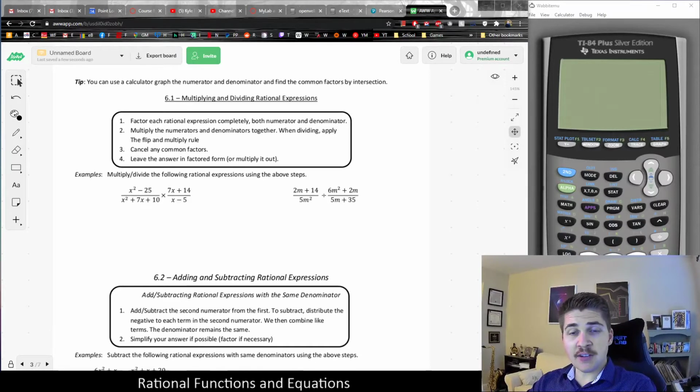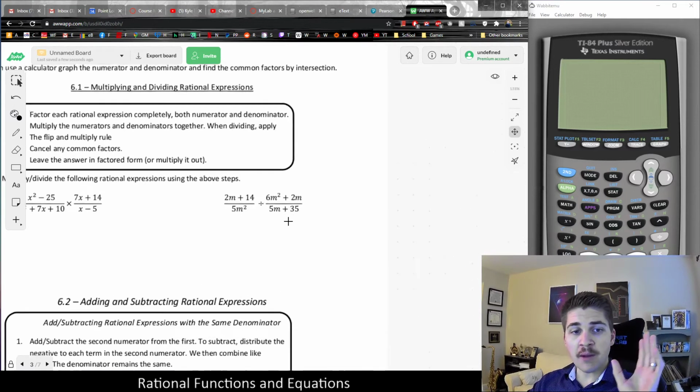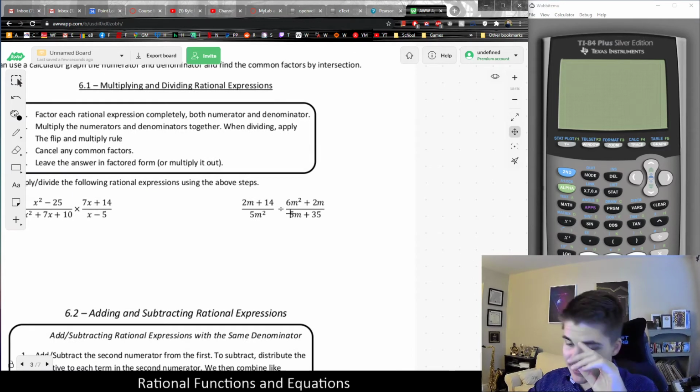Multiplying and dividing rational functions is very similar to factoring and simplifying them, because we can use the exact same strategy. But before we get into rational functions, I wanted to review the rules for basic fractions, because it's pretty much the same idea.